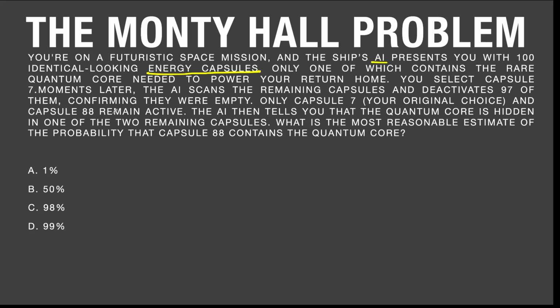You select capsule number 7. Okay, you select capsule number 7. There are a few capsules here, there are a few capsules there. You choose capsule number 7. Let's say that if you leave behind all the other capsules, there is the 7th capsule, and you have 99 more capsules. Okay, this is your first choice. You select capsule number 7. Moments later, the AI scans the remaining capsules and deactivates 97 of them.